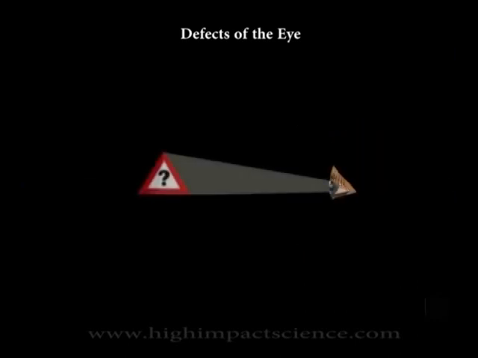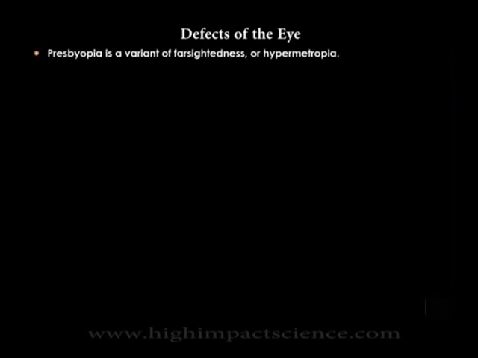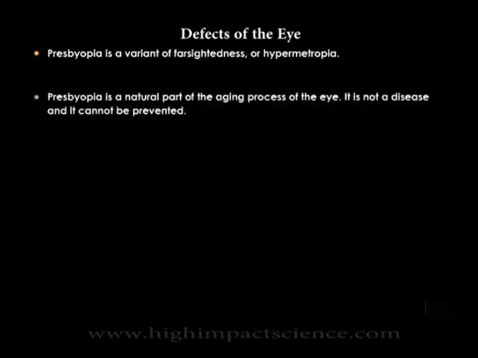Presbyopia. The term presbyopia means old eye, and a person suffering from this condition loses their ability to focus on close objects. That is, presbyopia is a variant of farsightedness or hypermetropia. It is a natural process of the aging eye. It is not a disease and cannot be prevented.